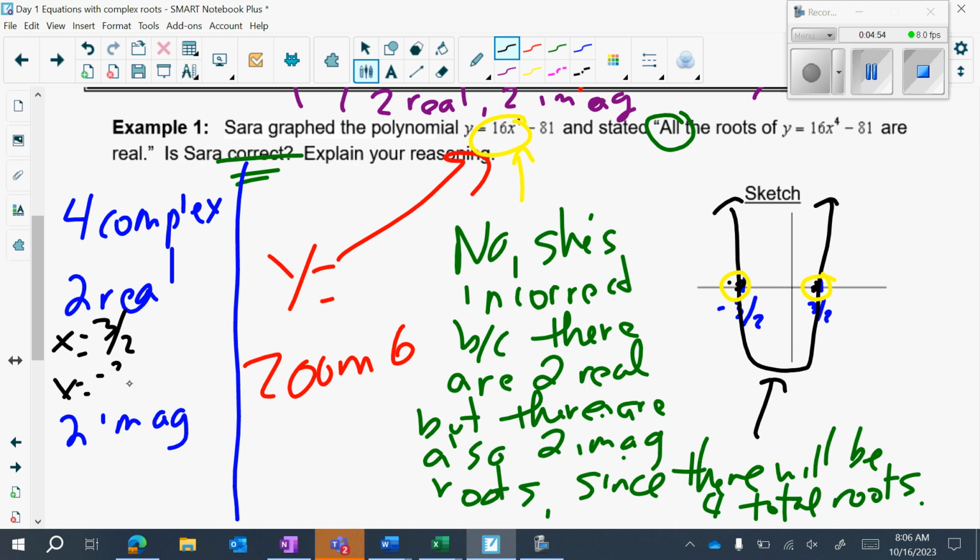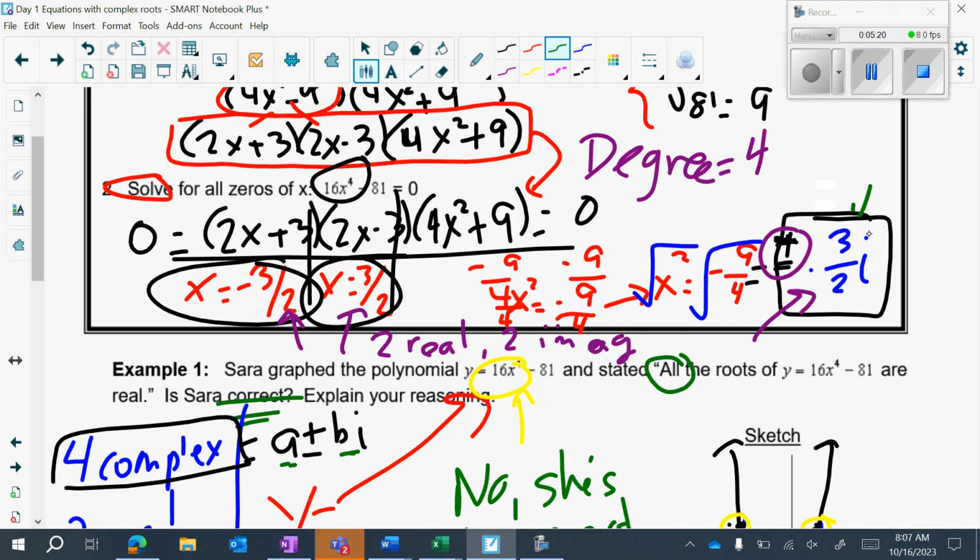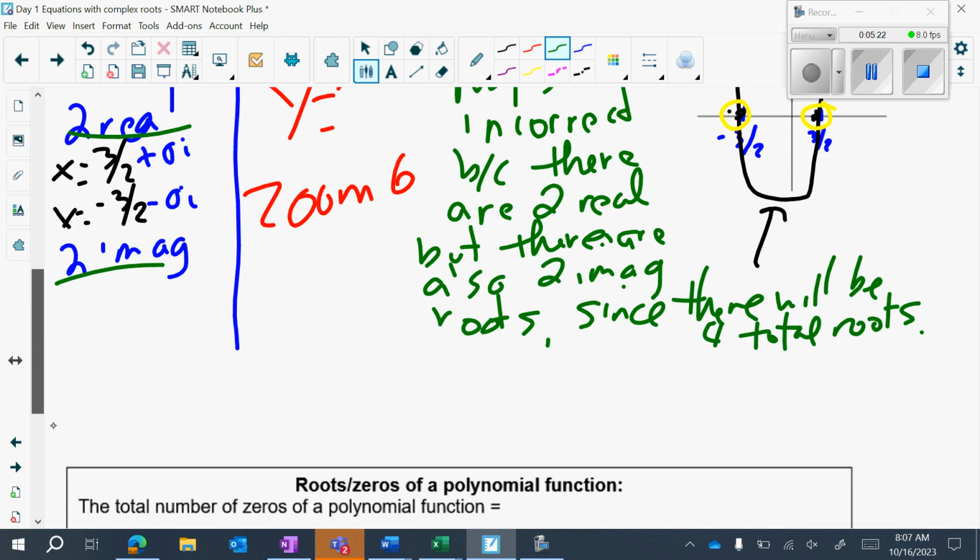But actually, if you think back to the complex numbers unit, the complex numbers are of the form a plus or minus bi, where a is the real number and bi is the imaginary number. So this is really 3 over 2 plus 0i and 3 over 2 minus 0i. Those are your real numbers. And then the imaginary ones are going to be the ones that we solved above over here, 3 over 2i and negative 3 over 2i.